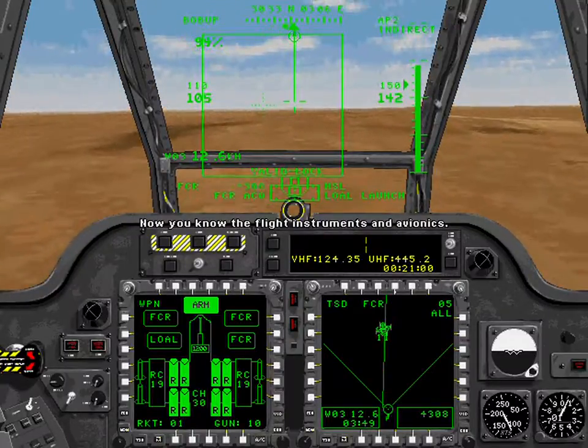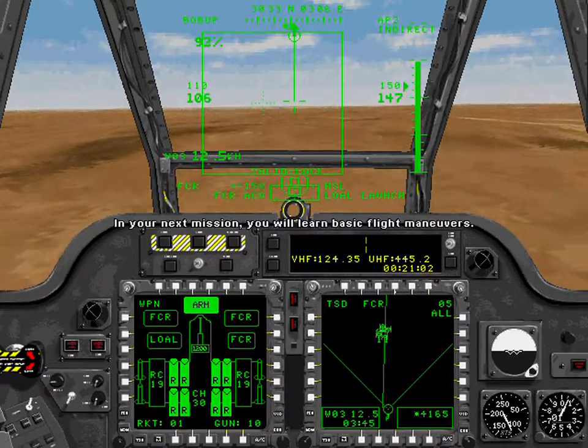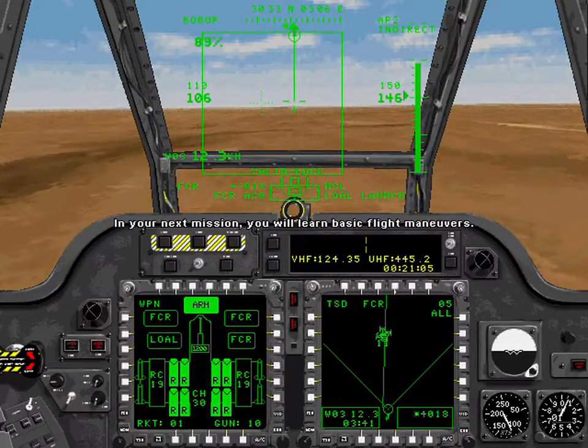Now you know the flight instruments and avionics. In your next mission, you will learn basic flight maneuvers.